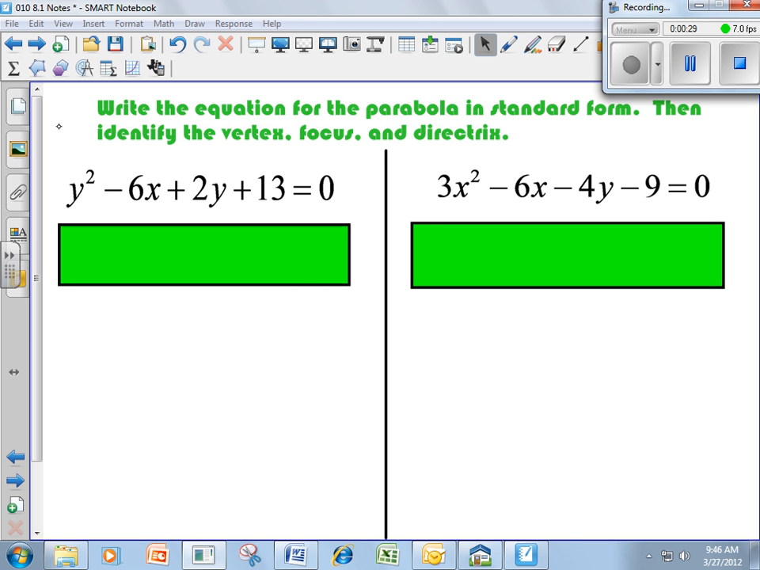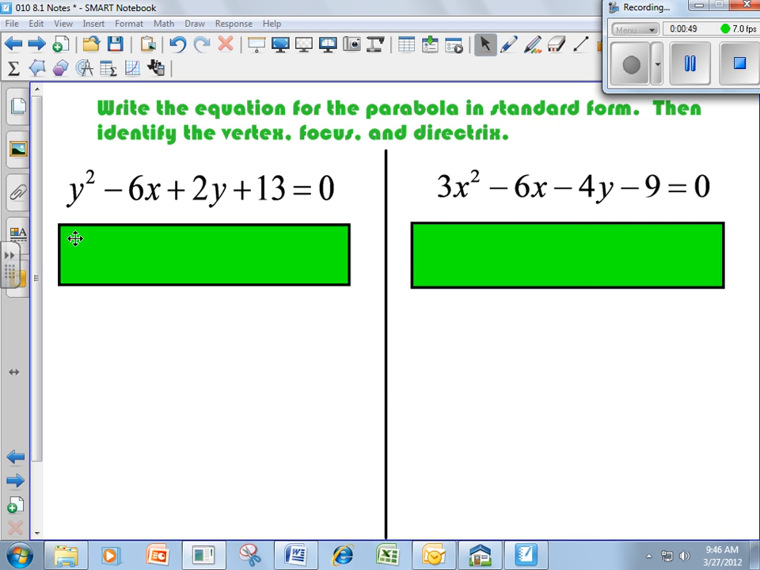So the goal in these two examples is to get this equation that I've given you into the standard form for a conic section parabola, and once you are in that form, to be able to identify the vertex of the parabola, the focus, and the directrix.